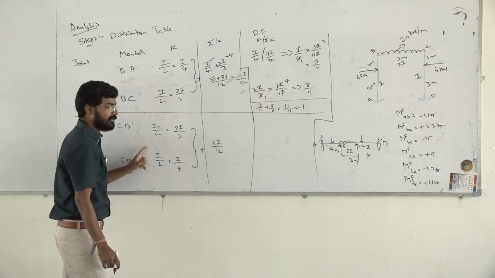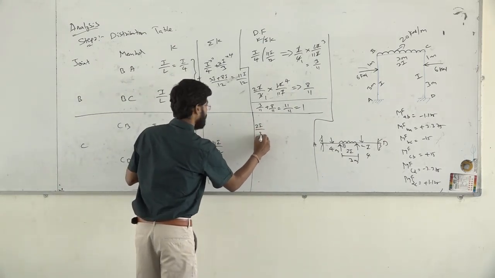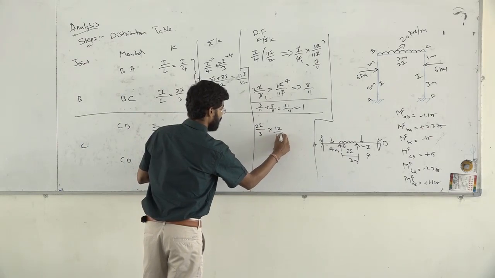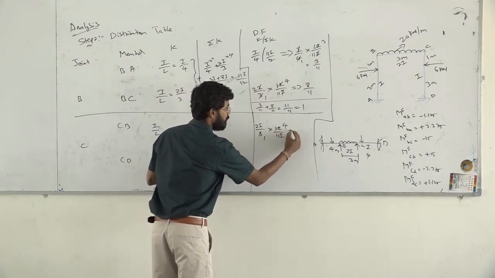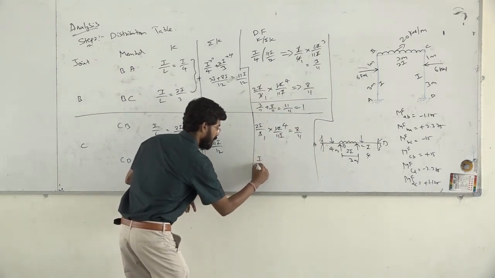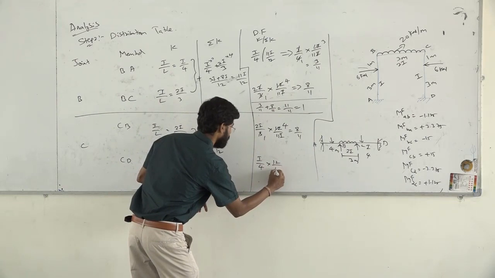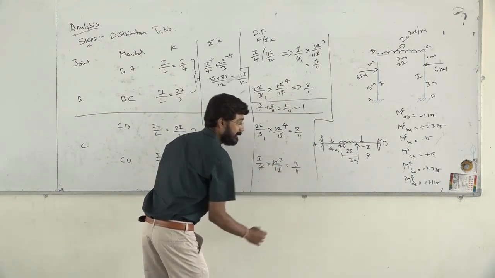Now similarly, if you go here, we have 11 by 12, so we have 2I by 3 into 12 by 11I. So here 3 1s are, 3 4s are, so 4 into 2 is 8 by 11. Now here, again we have I by 4 into 12 by 11I. So 4 1s are, 4 3s are, so this is 3 by 11.